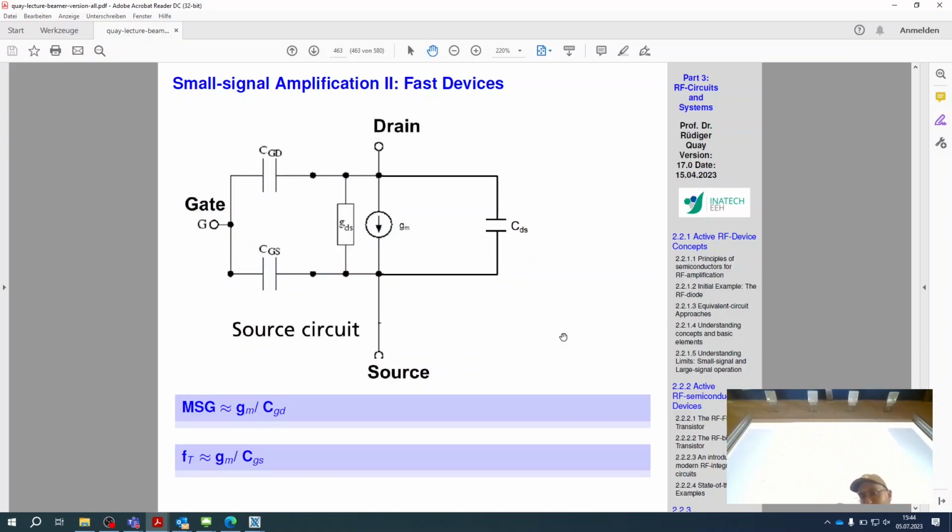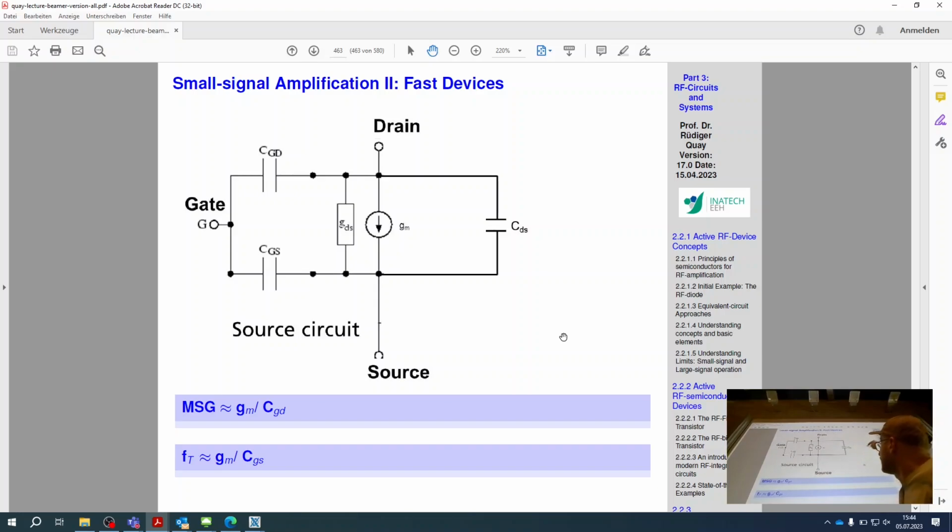Basic interpretation of the MSG, maximal stable gain, as the GM over the CGD. The parasitic capacitances, the drain source capacitance, the gate drain capacitance, the gate source capacitance, and how these parameters can be used to derive what MSG and FT are. FT, once again, is the maximum current gain. That's why the GM was the ITS with respect to the VG, and the CGS, the gate source capacitance. Because of the VGS, you have the gate source capacitance there.